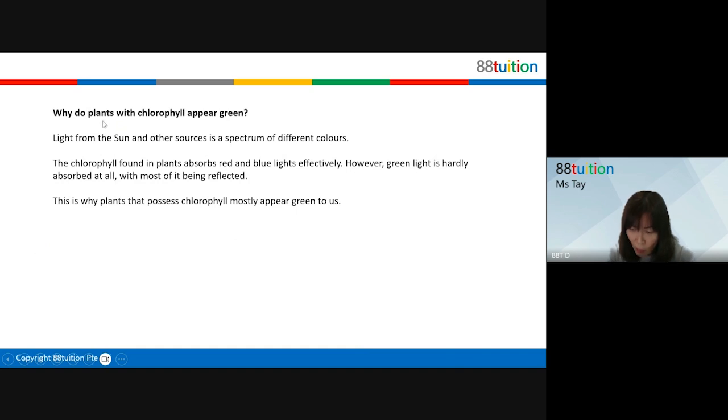Now, one question. Have you all thought of why plants with chlorophyll appear green? Yes or no? Any idea? I'll give you the answer here. You see, the chlorophyll inside the plants absorbs red and blue light, so they reflect green light effectively. If they reflect a lot of green light, then our eyes will see the green color. That's why plants that possess chlorophyll mostly appear green to us. This is something you need to know.